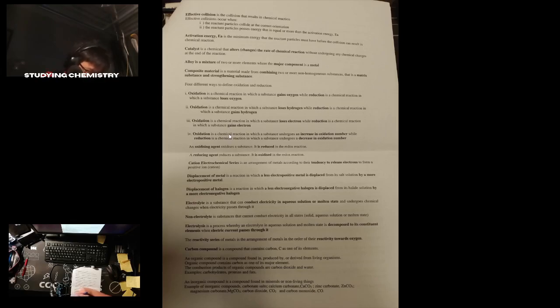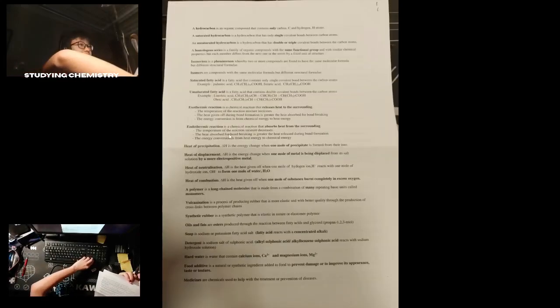The combustion products of organic compounds are carbon dioxide and water. Examples: carbohydrates, proteins, and fats. An inorganic compound is a compound formed in materials or non-living things. Examples of inorganic compounds: carbonate salts, calcium carbonate, CaCO3, zinc carbonate, ZnCO3, magnesium carbonate, MgCO3, carbon dioxide, CO2, and carbon monoxide, CO.